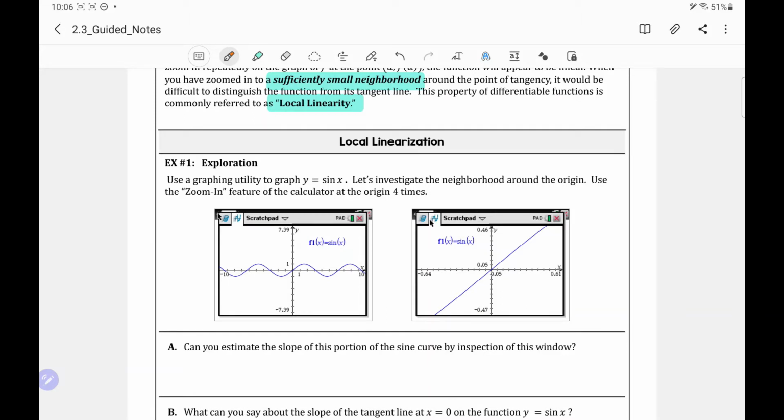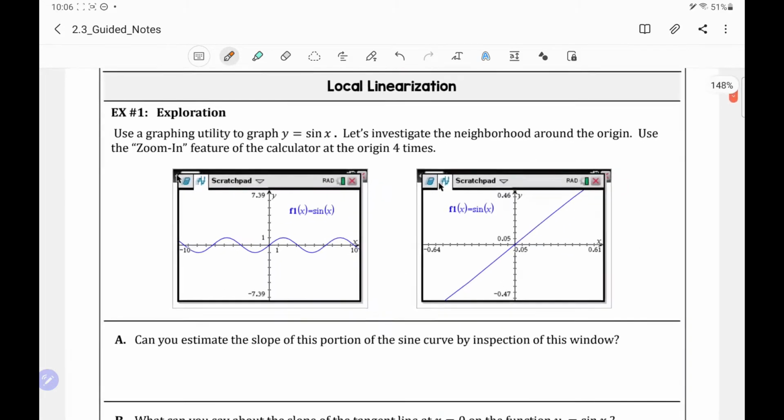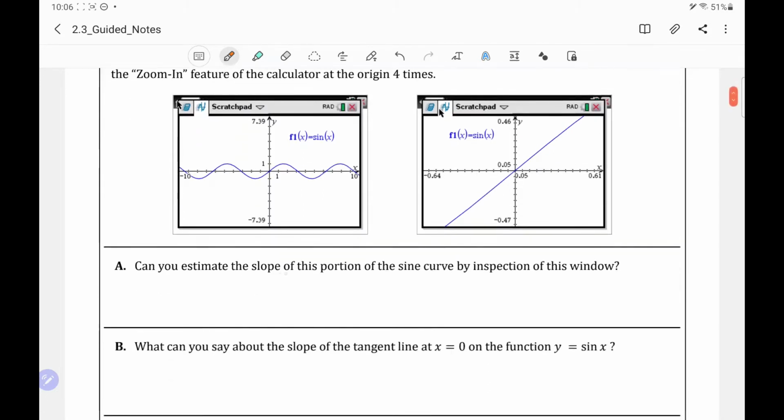So let's look at example number 1 here, the one we just talked about with the sine function. You could pull up your graphing calculator or Desmos.com to do this yourself. In this particular visual example, it is zoomed in 4 times from the original. So can you estimate the slope of this portion of the sine curve? Looking at the graph right here, what do you think the slope would be?